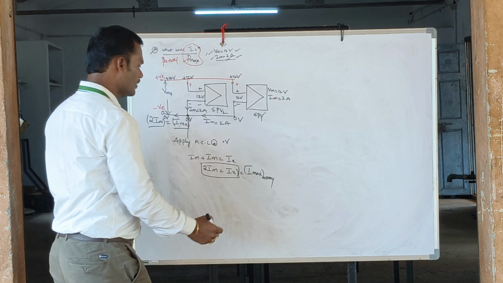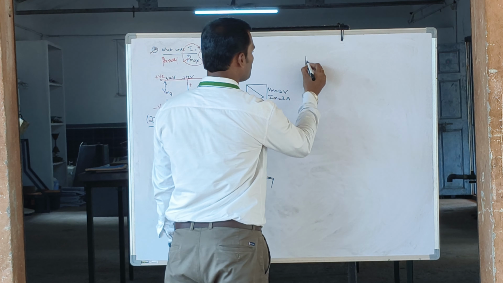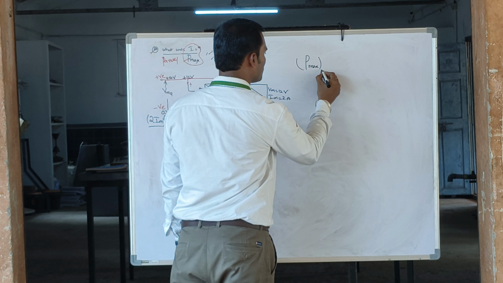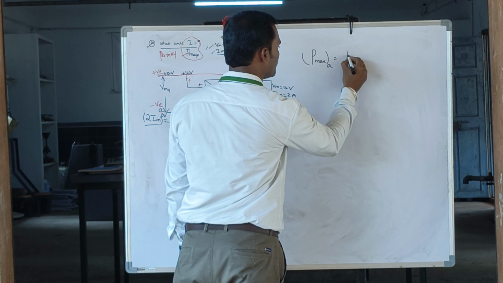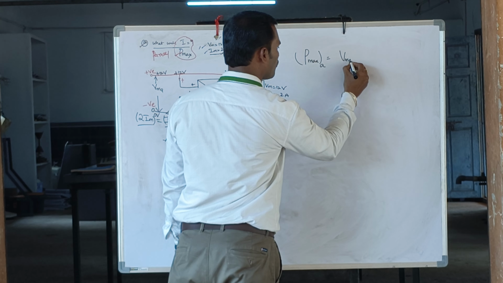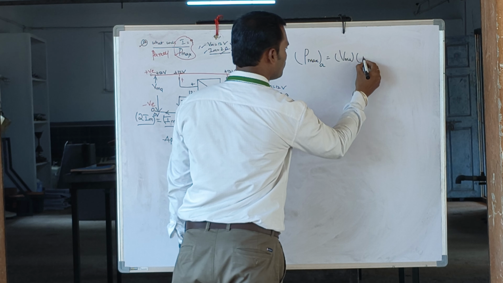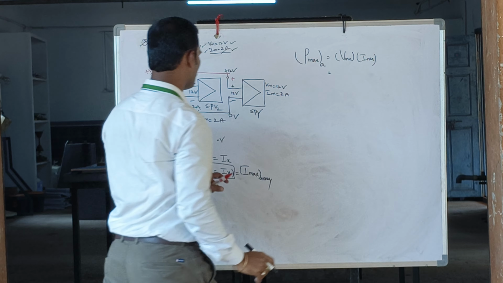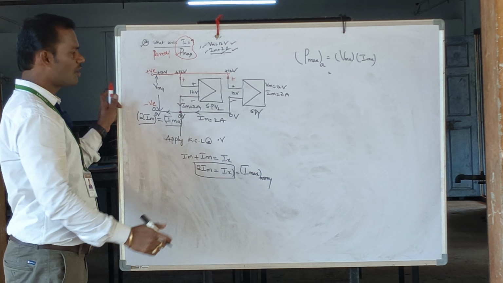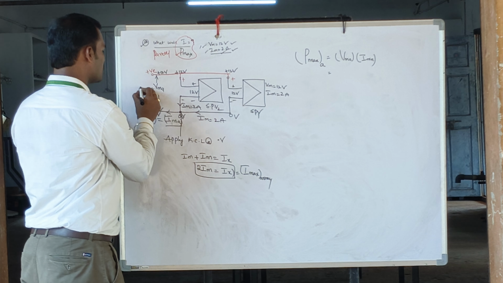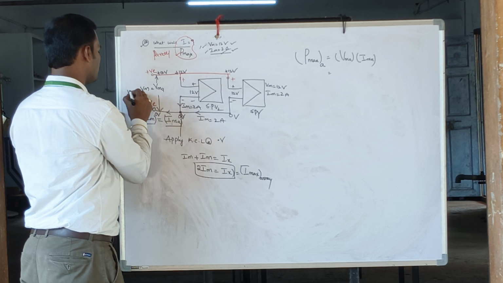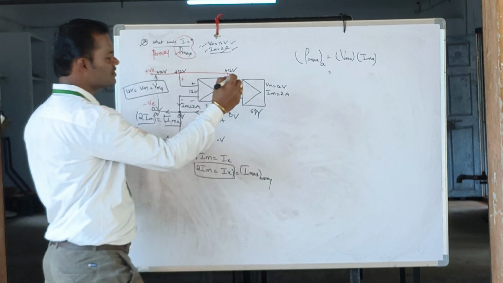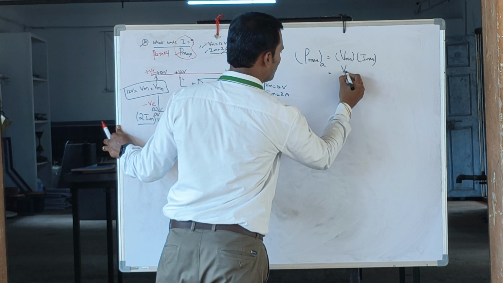So what is the maximum power you are going to get? The maximum power generated by the array is a product of the maximum voltage of the array multiplied with the maximum current of the array. What is the maximum voltage of the array? VMA is equal to how much? 12 volts. The 12 volts is called Vm. Yes or no? Vm is 12 volts.